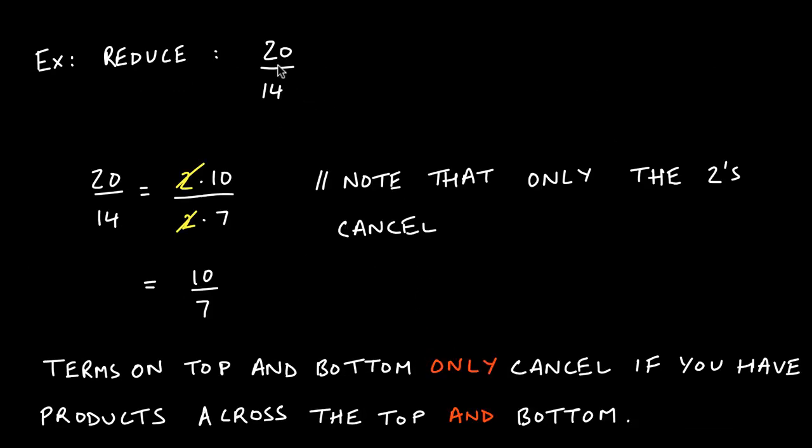So just as a friendly reminder, if you were asked to reduce 20 over 14 to its lowest terms, now we don't ever actually do this, but I did it so I could get the point across. 20 can be factored into 2 times 10. 14 can be factored into 2 times 7. And then I can cancel the 2 on top with the 2 on the bottom. So notice only the 2s cancel out, leaving behind 10 and the 7. 10 on top, 7 on the bottom.